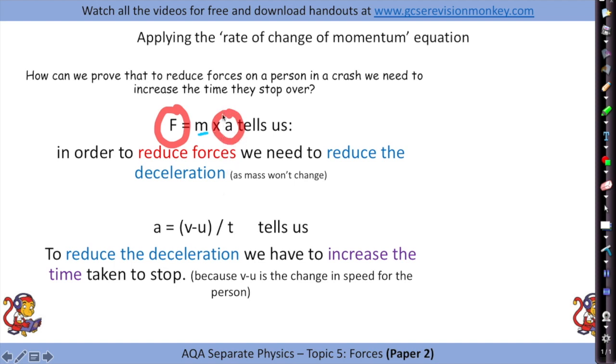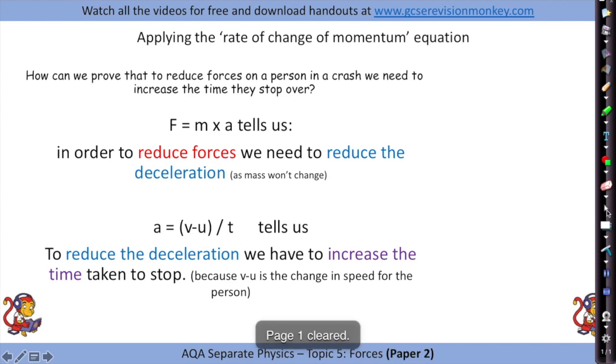So how do I reduce their deceleration in an accident? Well, if we look at a equals v minus u over t, this tells us that to reduce the acceleration, we can't change the final speed and start speed. That's going to be from very fast to stopped. We can't change the speed change in an accident, but we can change the length of time that speed change occurs over. So to reduce the deceleration, we have to increase the time taken to stop.